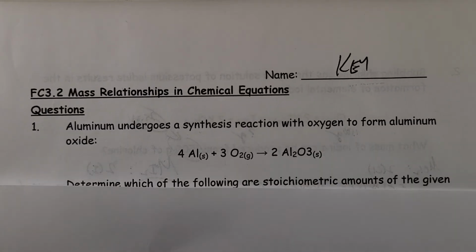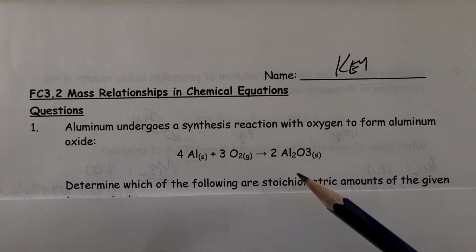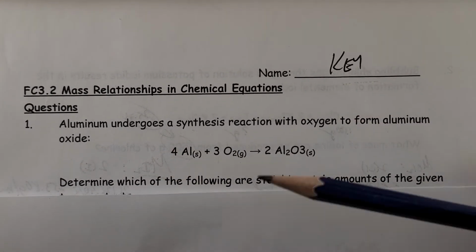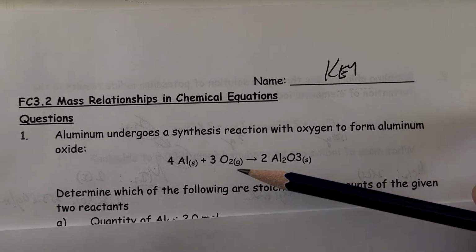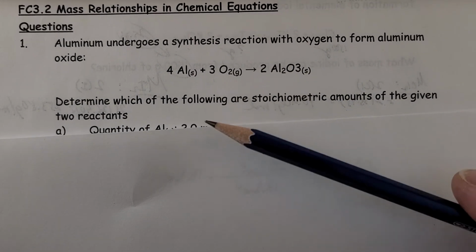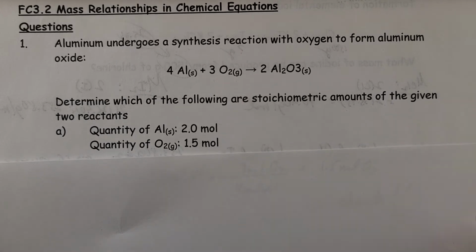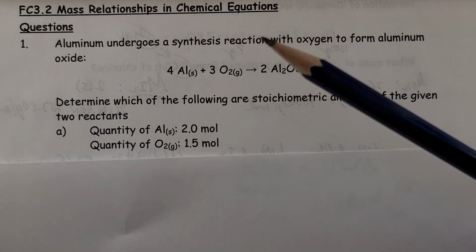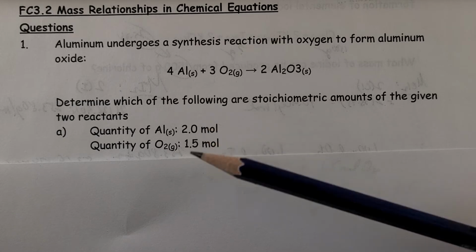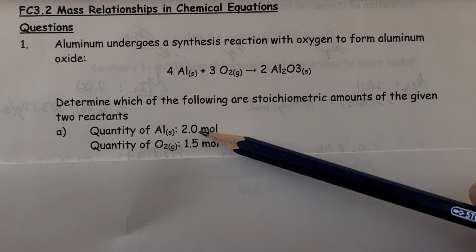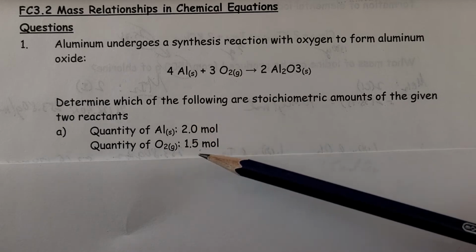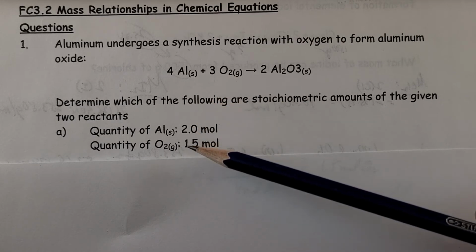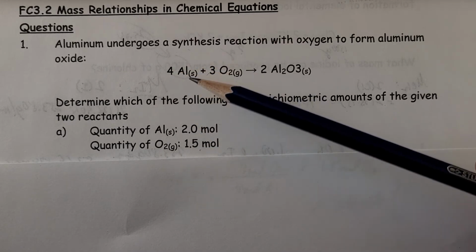So I'd like to go through one of these questions in the assignment dealing with determining whether it is a stoichiometric amount. Aluminum undergoes a synthesis reaction with oxygen to form aluminum oxide. Determine which of the following, A, B, or C, are stoichiometric amounts. So if we were given 2 moles of aluminum and 1.5 moles of oxygen, are those going to be used up? And realizing it's a 4-to-3 ratio.